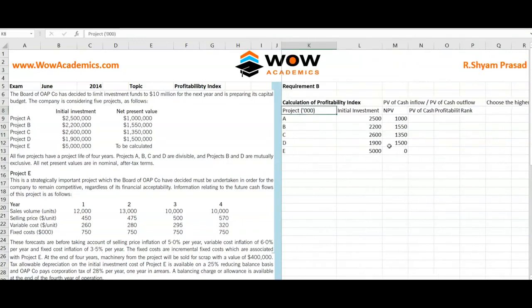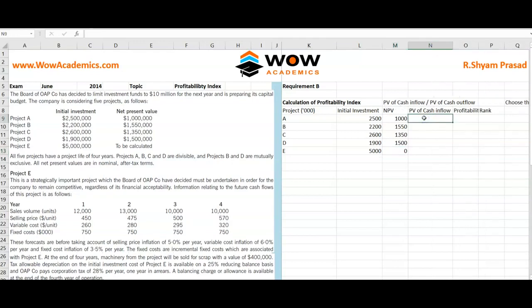Projects A to E, their initial investment and their NPV. These are taken from the question itself. Project E has an NPV of 0, so that also we have taken. So our job is next to find out the formula. We need the present value of cash inflow.